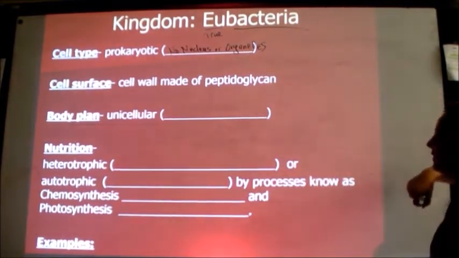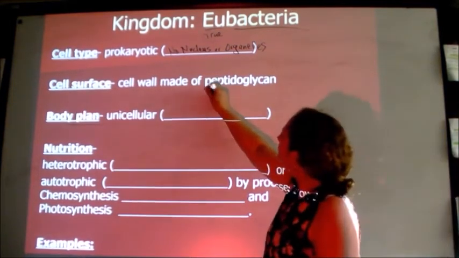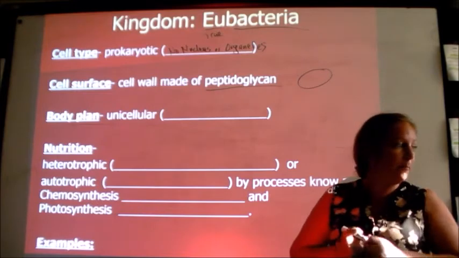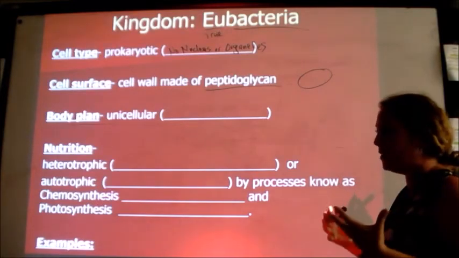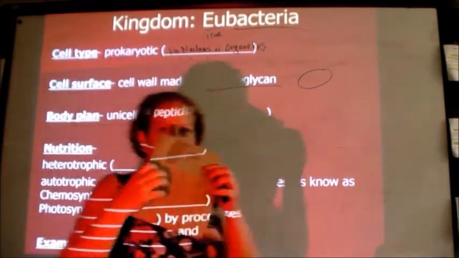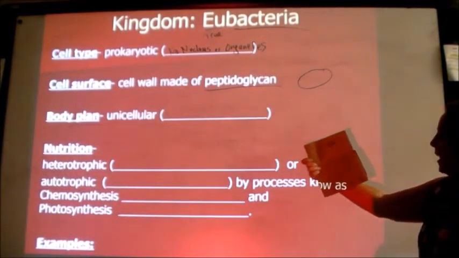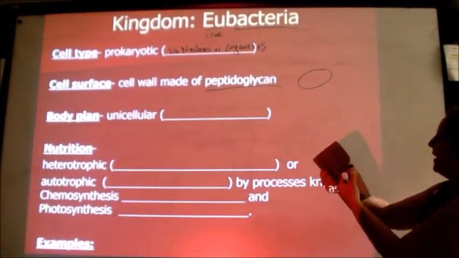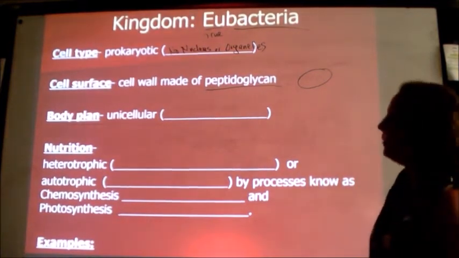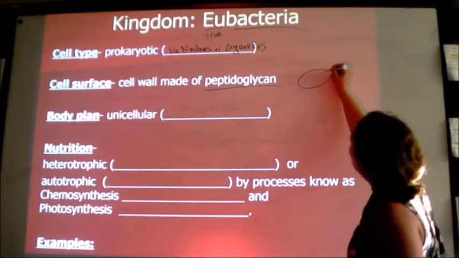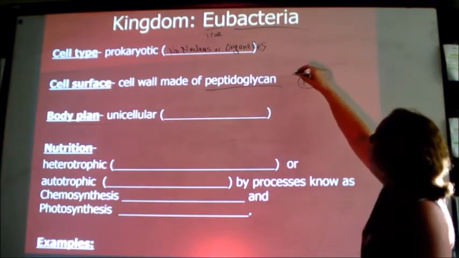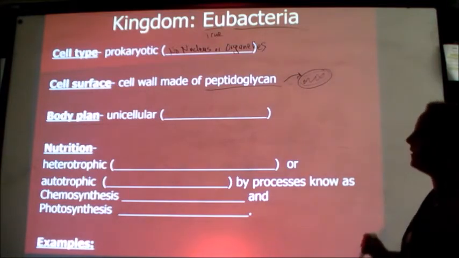Their cell wall is made of something called peptidoglycan. So it's not a cell wall like a plant, which is made of cellulose. That's not what they're made out of. They're made out of something else called peptidoglycan. And then inside they have the cell membrane and the rest. But the cell surface is peptidoglycan.